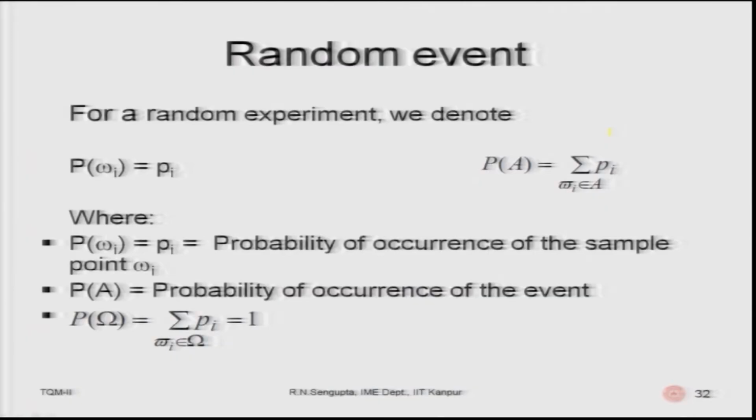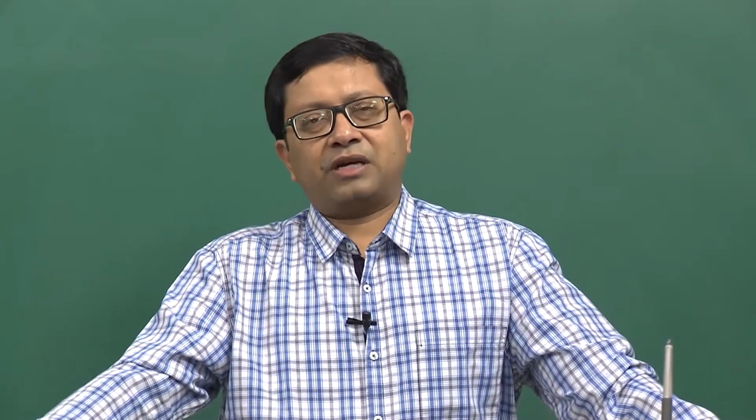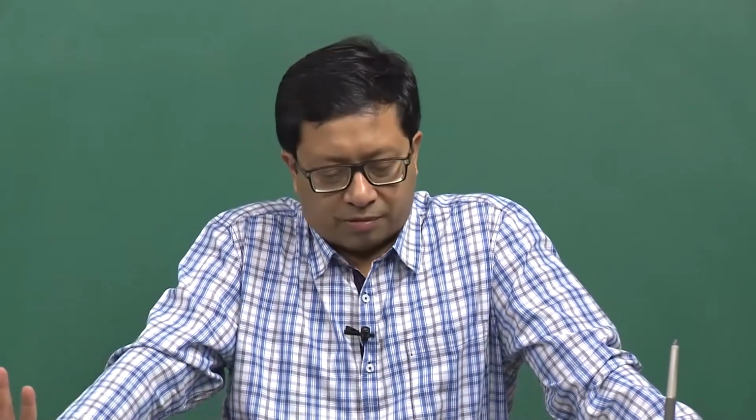And if I want to find out the probability of any set A corresponding to the event E, obviously it would mean that I add up all the probabilities for all the sample points which are under that set A and find out the probability.